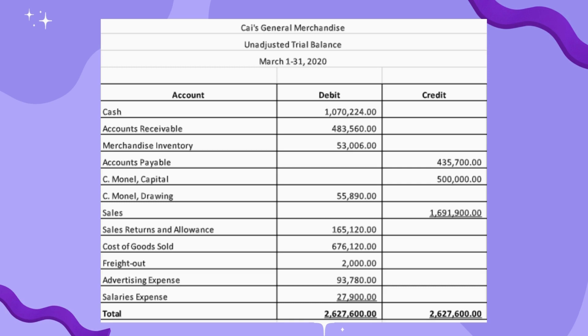In total, debit is 2,627,600 pesos and credit is 2,627,600 pesos. As we can see, they are equal.